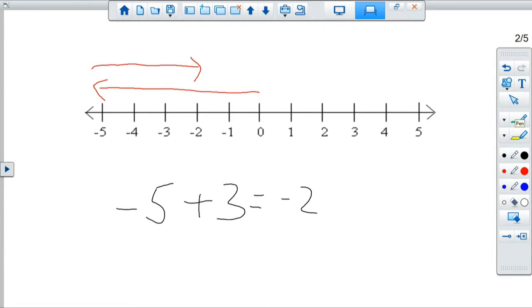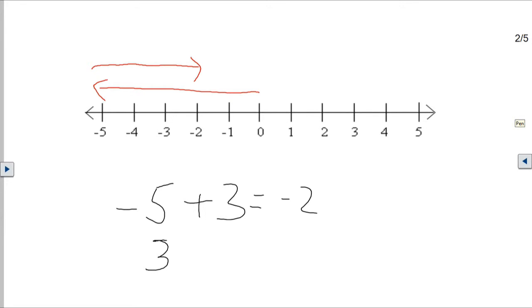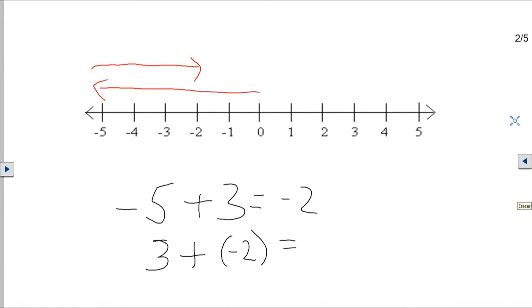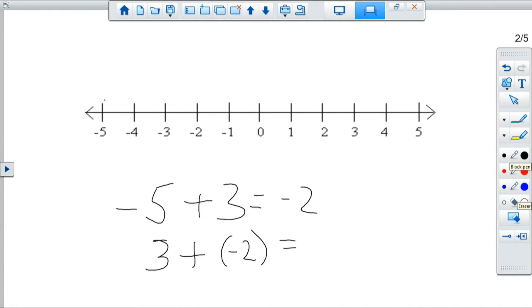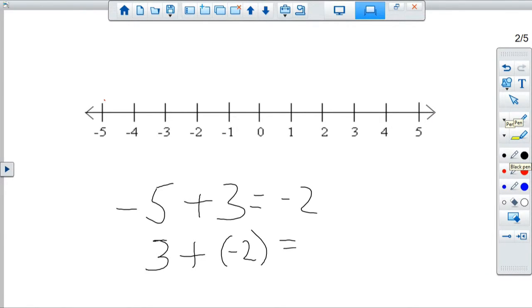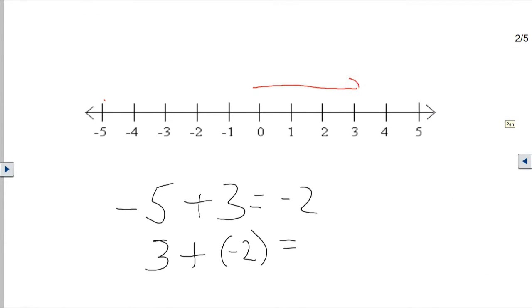Let's say we wanted to do, let's make the first number 3, the second number -2. Okay, again, let's model that with the number line. So our first one, we want to start out at +3. So we're going to move, let's get red here, we're going to move 3 to the right. Okay, and we add a negative, so adding a negative is going to take us to the left.